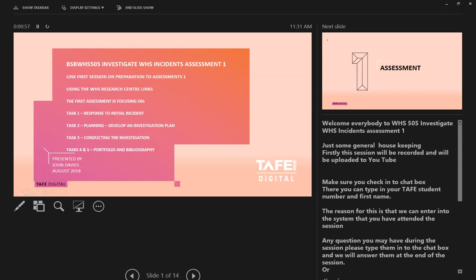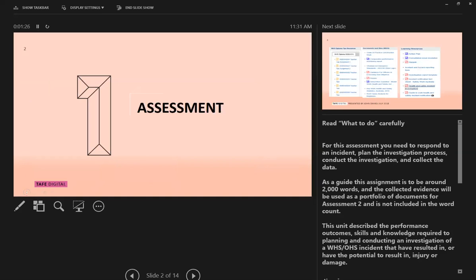This session will be focusing on the 4 elements of Assessment 1: responding to the initial incident, planning and developing an investigation plan, conducting an investigation, and finally tasks 4 and 5, portfolio and bibliography. It is important to take your time and to break it down into these 4 key areas. The important part of this assessment is to read what to do carefully.